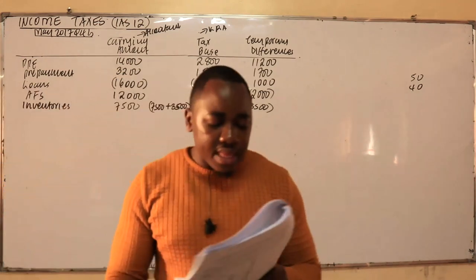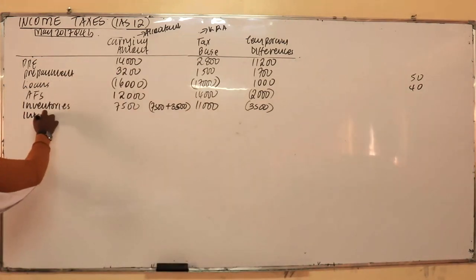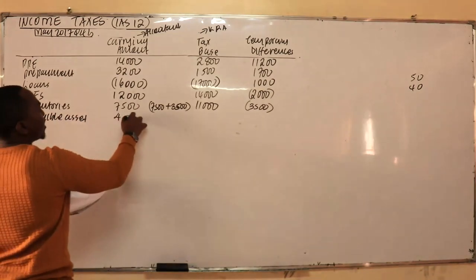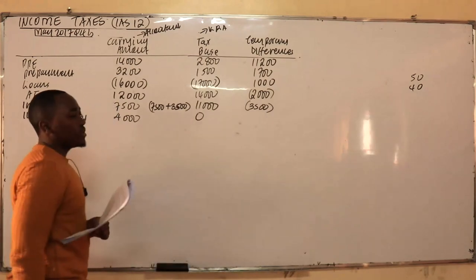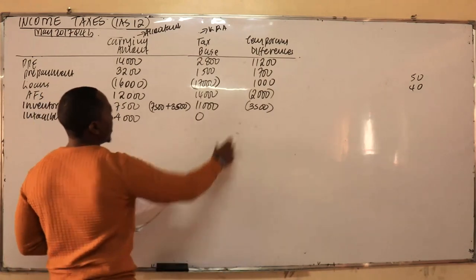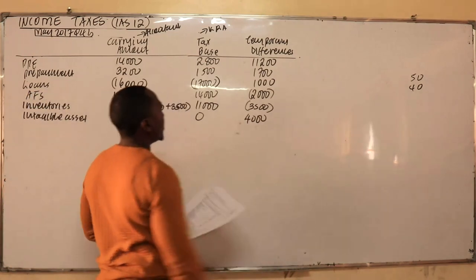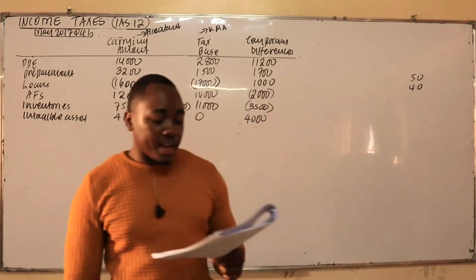Number three. The intangible assets. Give me the current amount of the intangible assets. Yeah, intangible assets is an amount of 4,000. Give me the tax base. Zero. Good. That means you crammed correctly. So how much is the temporary difference? 4,000. Yeah, we have said that the tax base for the intangible assets is equal to what? Zero. We can still leave that.